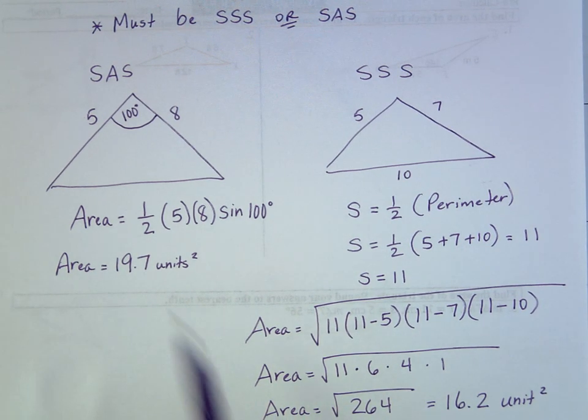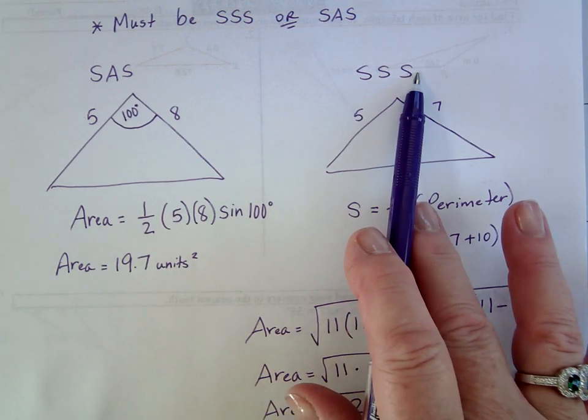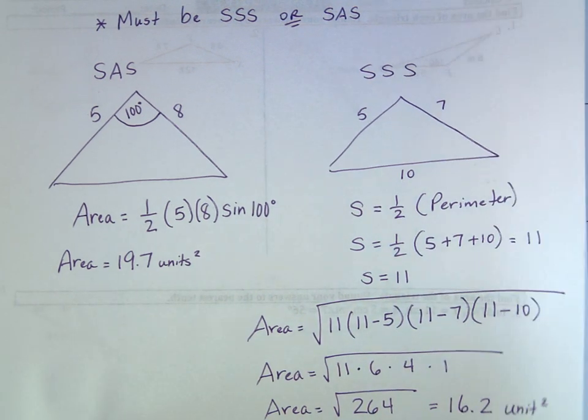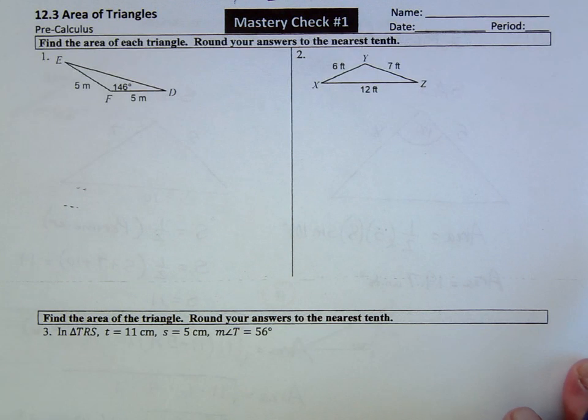You either have a side-angle-side situation using this, or you have a side-side-side situation using this semi-perimeter and big old square root thing. All right, so let's try the few problems that are here on your mastery check that we're going to do as an intro. You can see that I have a side-angle-side situation for this first one.